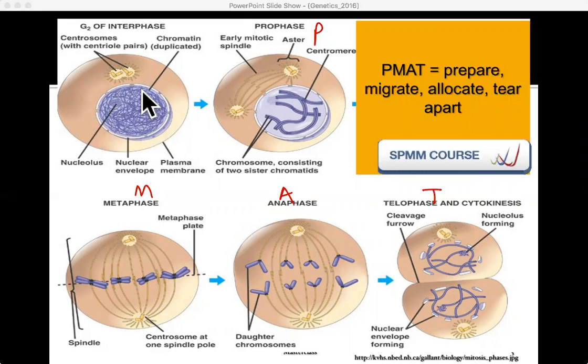The nucleus is clear. The centrosomes show two centriole pairs here, which are close to each other. The cell is just getting ready, preparatory phase. Sorry, interphase is just no cell division phase. Then comes prophase, P. Pro is the first, right?